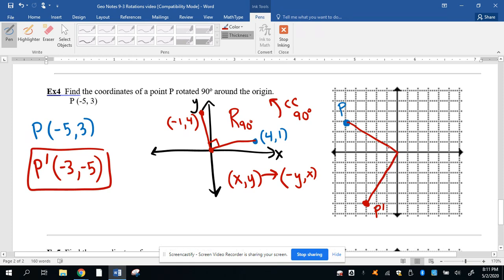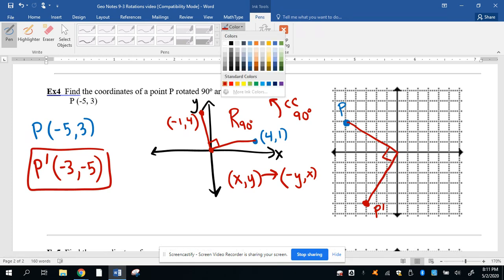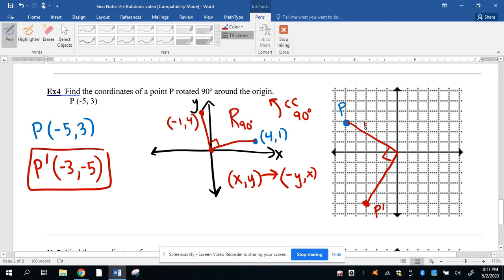This definitely looks like a right angle. Let's verify it by looking at slopes. So the slope of our original segment from P to the origin is down 3 over 1, 2, 3, 4, 5. So that original slope is negative 3/5. And the new slope, meaning from P prime to the origin, is up 5. So this is now the opposite reciprocal, up 5 over 3. Those are opposite reciprocal slopes. They multiply to get negative 1. Therefore, we know that is indeed a 90-degree angle.